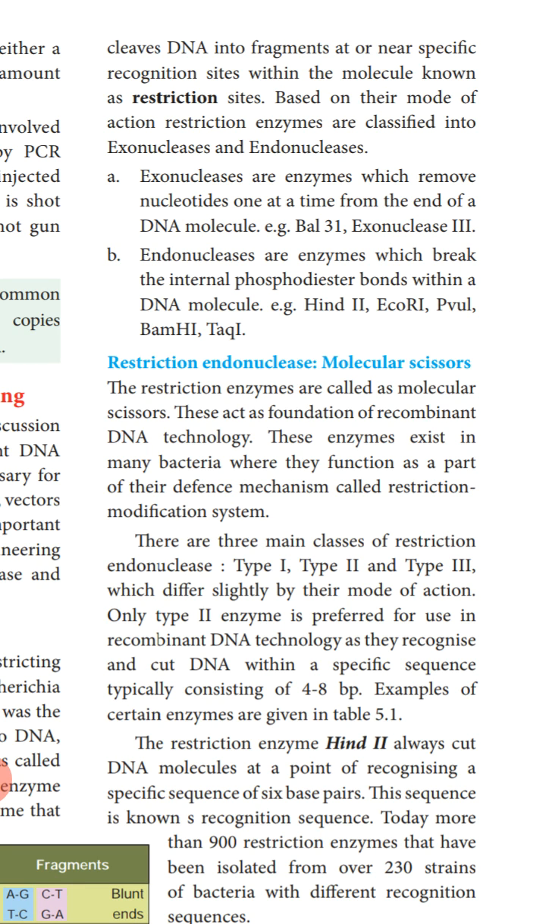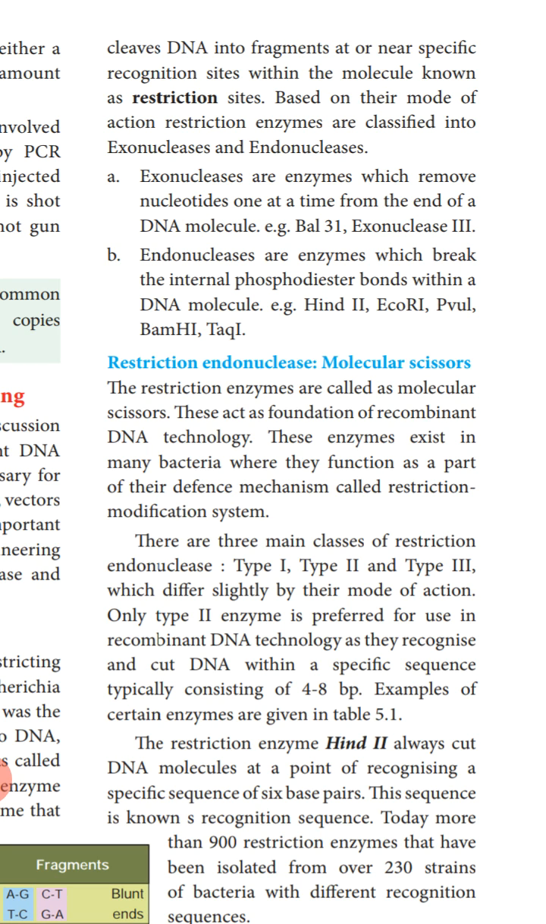Exonucleases are the enzymes which remove nucleotides one at a time from the end of the DNA molecule. In this DNA sequence, from one end, the nucleotides are removed one by one. Then this enzyme is called a restriction exonuclease enzyme. It removes one nucleotide at a time from the end of the DNA molecule. Examples of restriction exonucleases are BAL31 and exonuclease III.